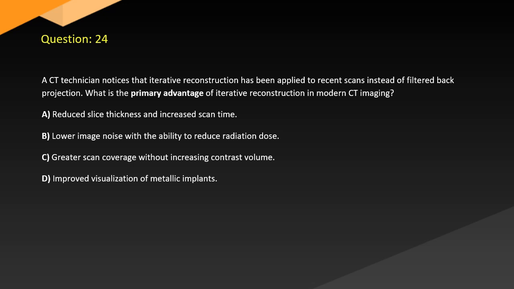Question 24. A clinician notices that iterative reconstruction has been applied to recent scans instead of filtered back projection. What is the primary advantage of iterative reconstruction in modern CT imaging? A. Reduced slice thickness and increased scan time. B. Lower image noise with the ability to reduce radiation dose. C. Greater scan coverage without increasing contrast volume. D. Improved visualization of metallic implants.